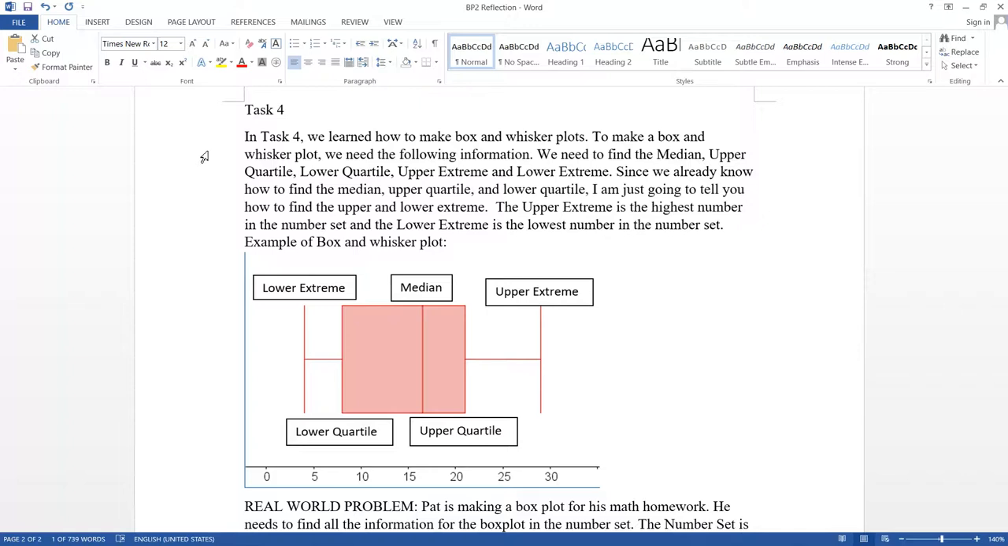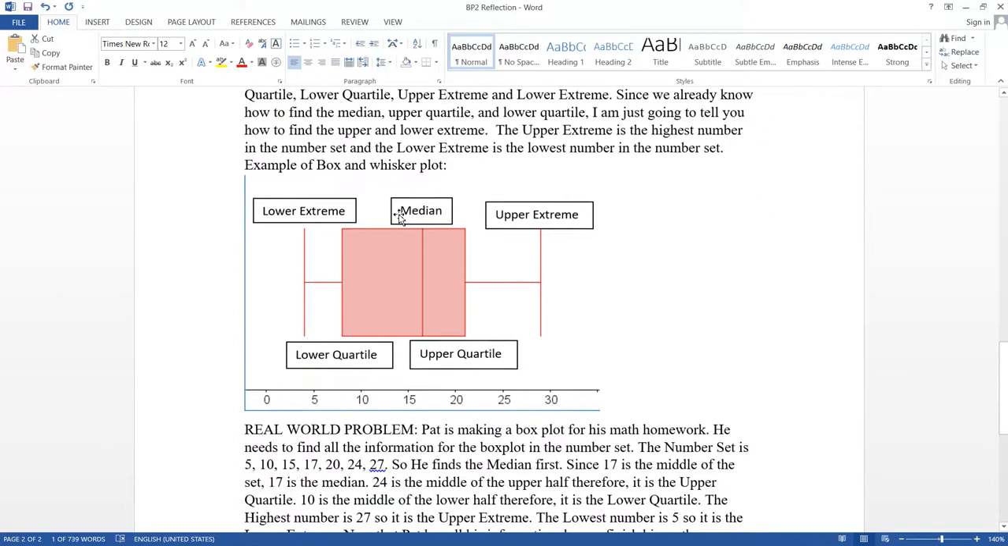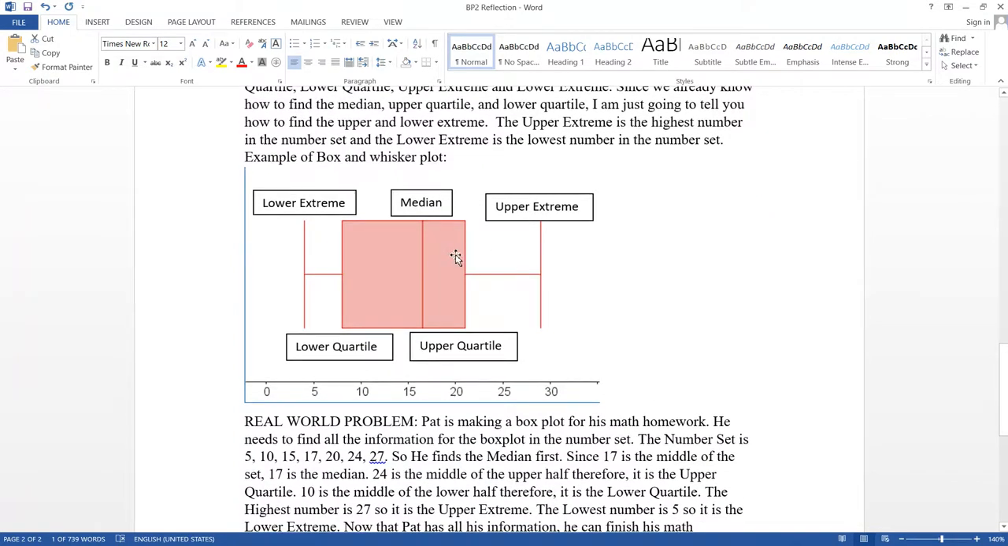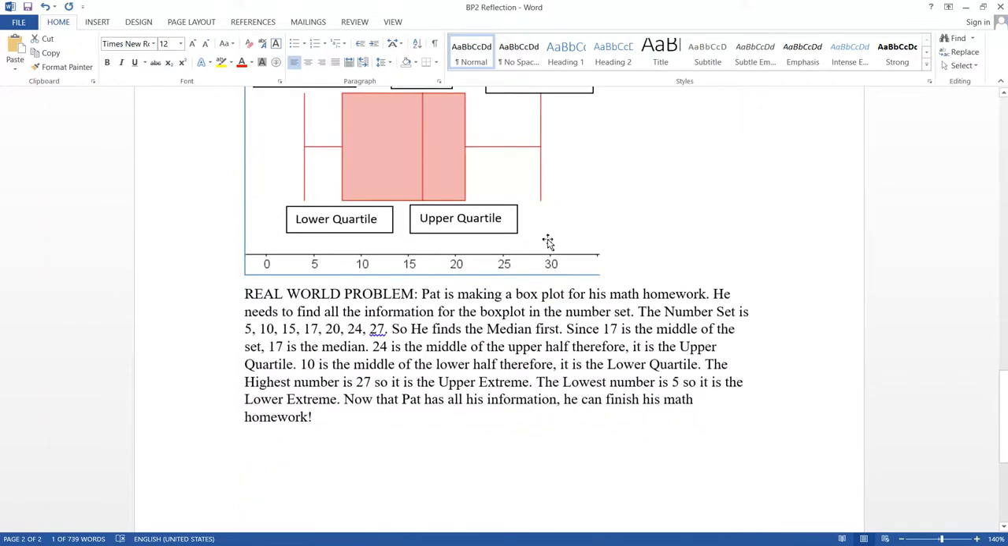Since we already know how to find the median, upper quartile, and lower quartile, I'm just going to tell you how to find the upper and lower extreme. The upper extreme is the highest number in the number set, and the lower extreme is the lowest number in the number set. So here's an example of a box and whisker plot. This middle line is the median. This is the upper quartile. This is the lower quartile. This is the lower extreme, and this is the upper extreme.